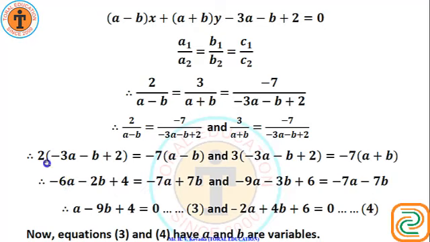2 3s are minus 6, 2 1s are minus 2b, 2 2s are 4, minus 7a, minus minus plus 7b. 3 3s are 9, minus plus minus 9a. 3 into minus b, that is minus 3b. 3 into 2, that is 6. And this one is minus 7 into a, minus 7a, minus 7 into b, minus 7b.